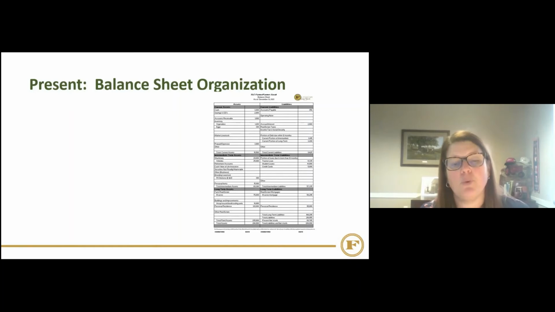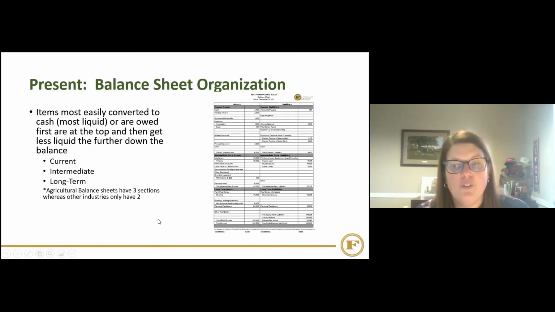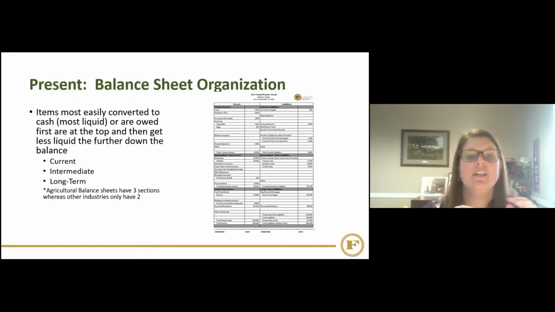There are two things to remember for organizing the layout of a balance sheet. First, we put the most liquid assets or debt, or the debt we owe soon, at the top. Then the categories will get less liquid or more long-term debt as you move down the balance sheet. Most balance sheets will have a current and non-current section for assets and the same sections for liabilities. So you have non-current and current assets, current and non-current liabilities. But agriculture is different than most industries, as it is in most cases. We break down our balance sheets into three sections: current, intermediate, and long-term. It follows the same concept though, the most liquid at the top, and then it gets less liquid as you go down.